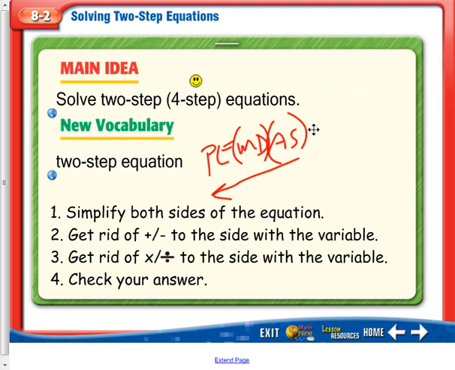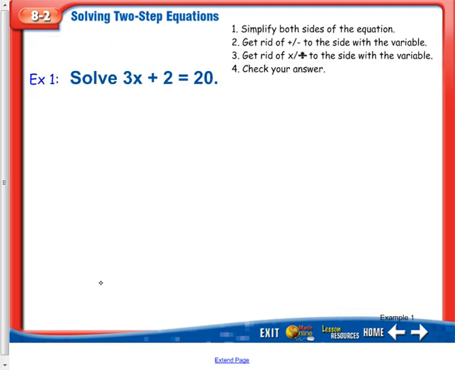So first thing we're going to do is undo or get rid of the addition and subtraction. Then we're going to get rid of or undo the multiplication and division. And then last but not least, we can plug our answer in to check it. So, for example, here we have 3x plus 2 equals 20. So if we copy the problem, 3x plus 2 equals 20. There's nothing to simplify, so we can go past step 1.